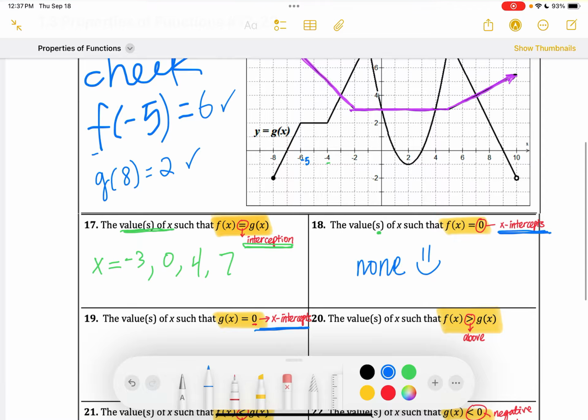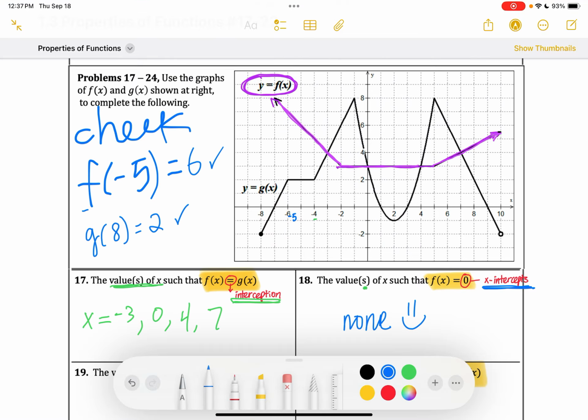At this moment, we're looking for the g function. We mentioned the g function is the black line. So what you see is what you got. Do you see any x-intercept? Yes. What you see is what you got.